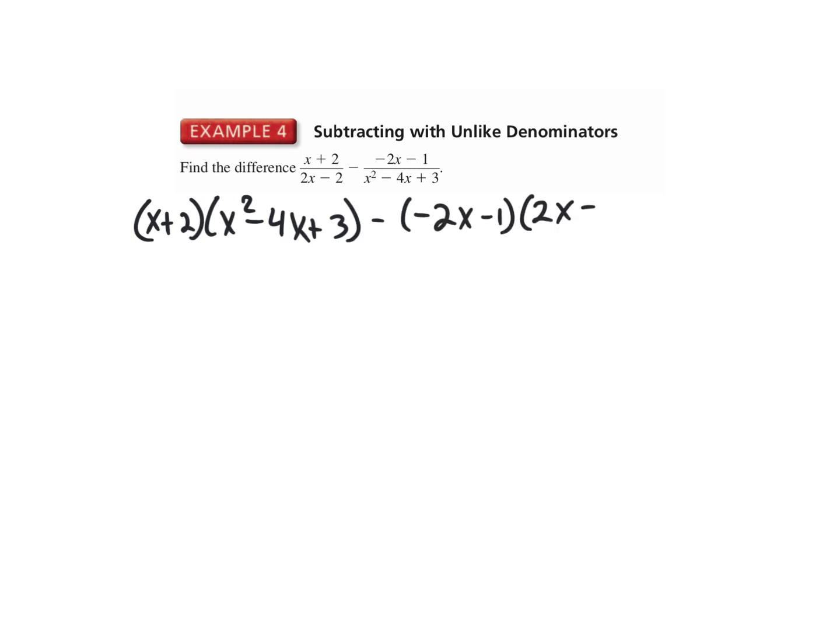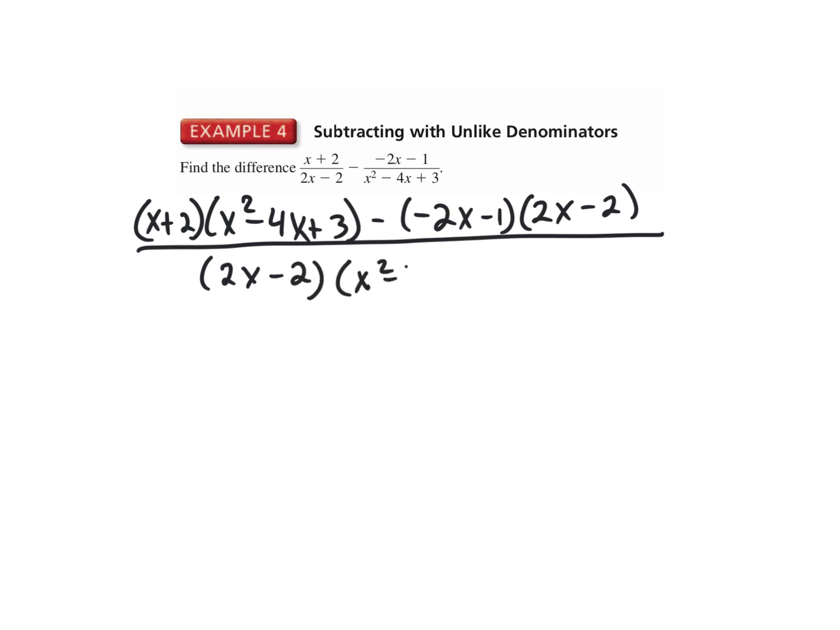For this one, we're going to, again, cross simplify. So we're going to get (x plus 2)(x squared minus 4x plus 3), minus (negative 2x minus 1)(2x minus 2), all of that over (2x minus 2)(x squared minus 4x plus 3).